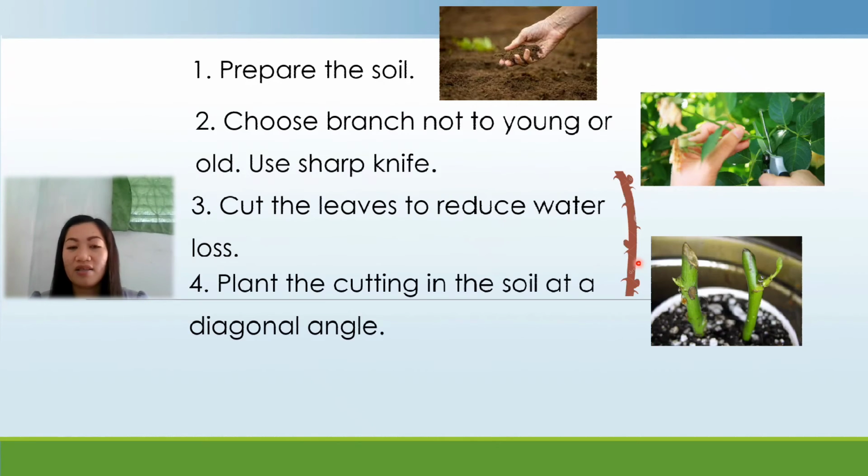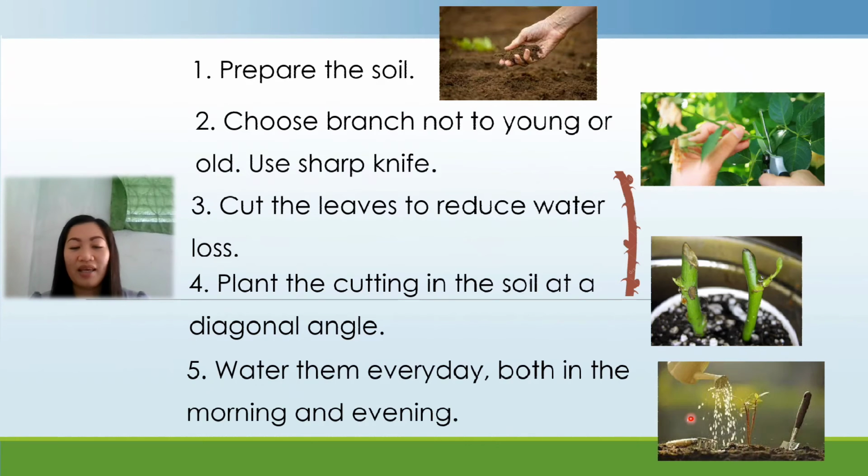Alright, and so we have the fourth one. You have to plant the cutting in the soil at a diagonal angle. Okay, diagonal angle. You have to put it in the soil without the leaf. And the last one, of course, you have to water them every morning, every night, so that the plants will grow.